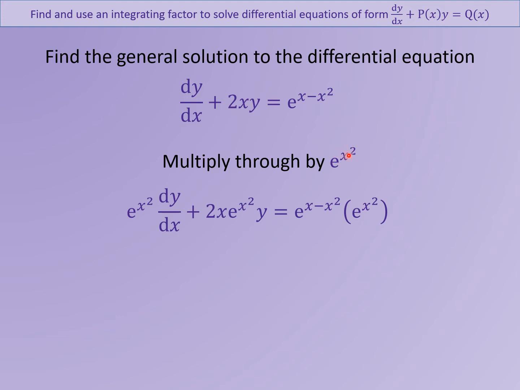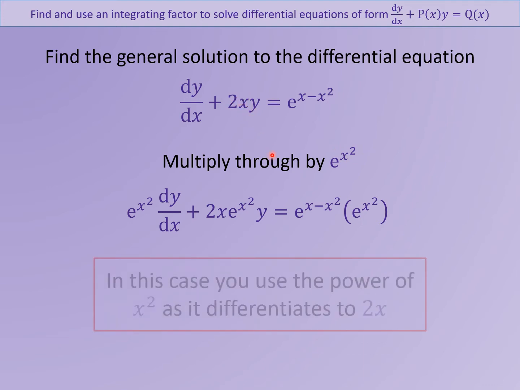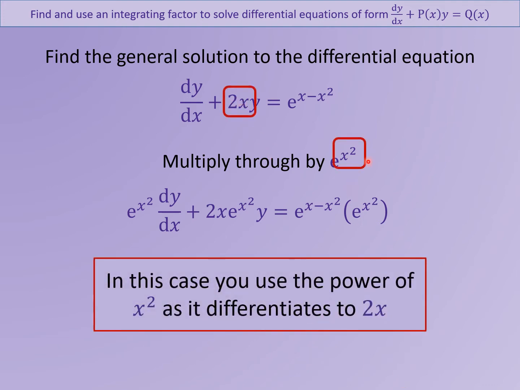So e to the x squared, well, the reason why I pick x squared is because it differentiates to 2x. That's what it's saying there. Notice that the x squared I picked as a power. I just seem to randomly pick e to the x squared, but it wasn't random. It was the fact that x squared differentiates to 2x. Okay, and that's where I've got this thing from. Okay, I've multiplied everything on both sides by e to the x squared.